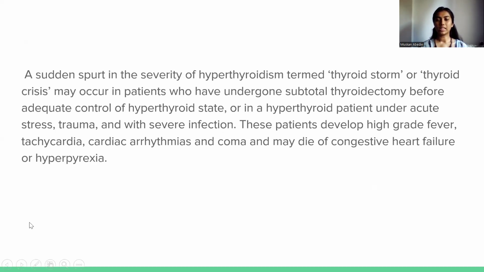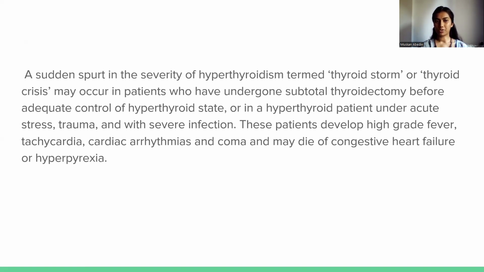A sudden spurt in the severity of hyperthyroidism, termed thyroid storm or thyroid crisis, may occur in patients who have undergone subtotal thyroidectomy before adequate control of the hyperthyroid state, or in a hyperthyroid patient under acute stress, trauma, and with severe infection.